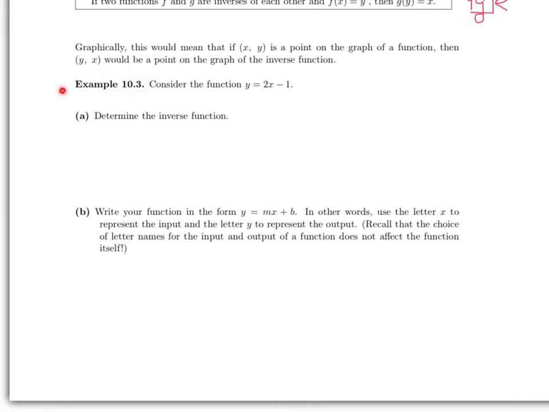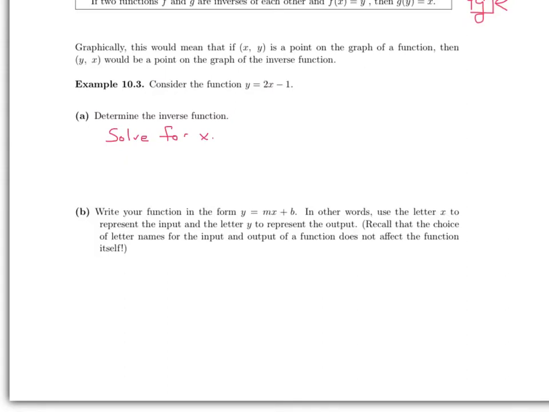Let's look at 10.3. Consider the function y equals 2x minus 1. Part A. Let's determine the inverse function. So we need to determine the function that has the opposite inputs and outputs of this function. And we can do that by taking this function equation and solving for the input, which in this case is given by x.